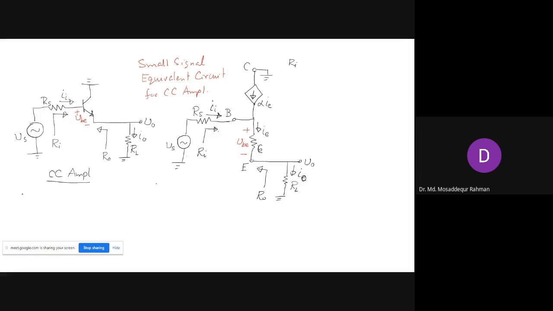Yes. Anyone have any idea? What should be the value for VBE for the signal to be small? No idea.